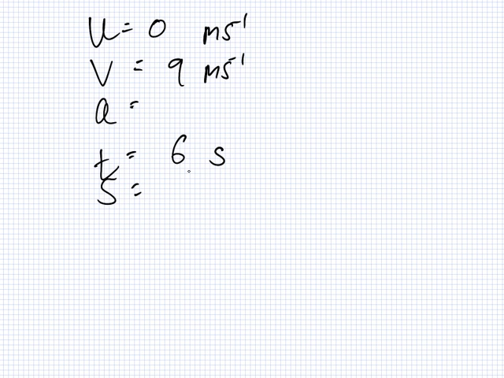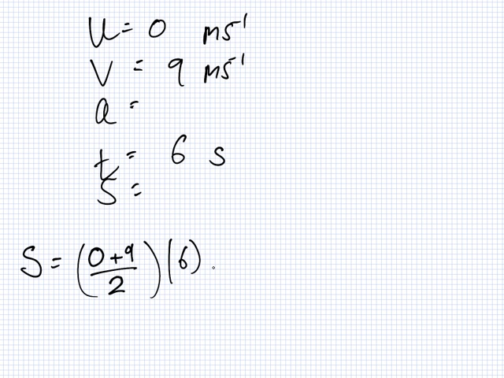S equals (U plus V) over 2, times T. Yes, I think I could do that. S equals (U plus V) over 2, times T will do nicely. So S equals (0 plus 9) over 2 times 6, which is 27, I think. Yeah. Okay, that's part 1.